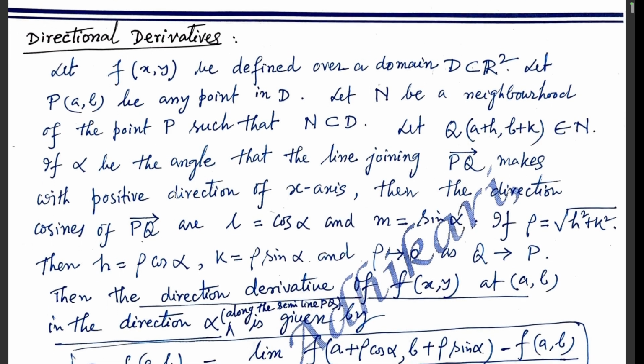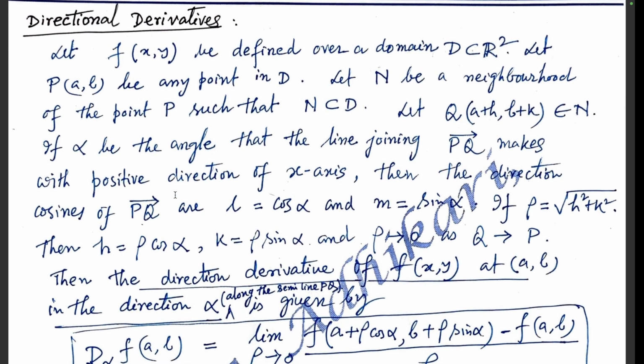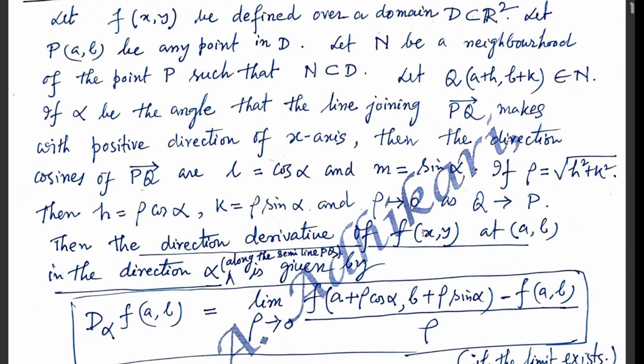If alpha is the angle that the line joining PQ makes with the positive direction of the x-axis, then the direction cosines of PQ are L equal to cos alpha and M equal to sin alpha. And if rho equals root over h square plus k square, then h equals rho cos alpha and k equals rho sin alpha, and rho tends to 0 as Q tends to P.